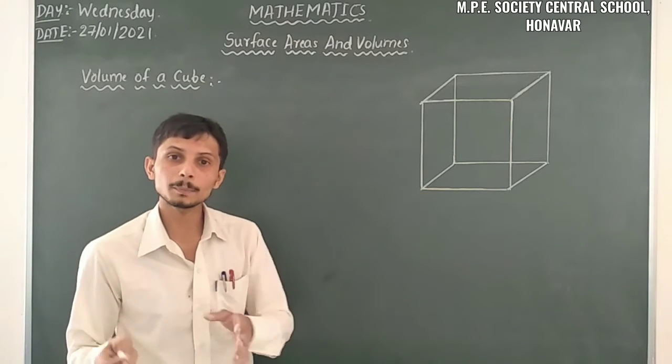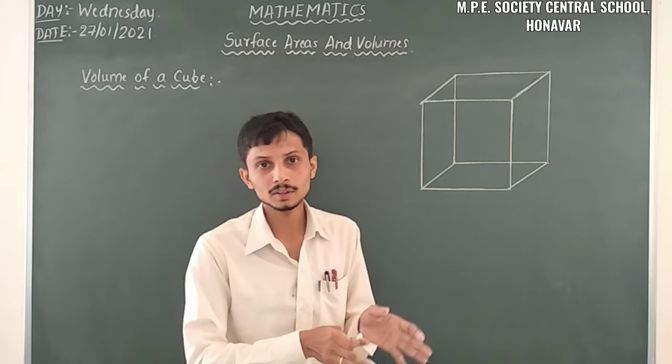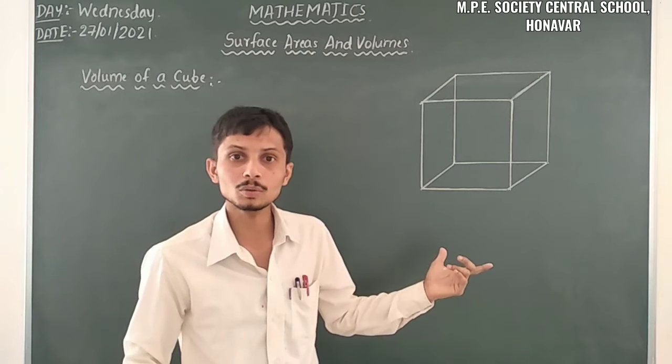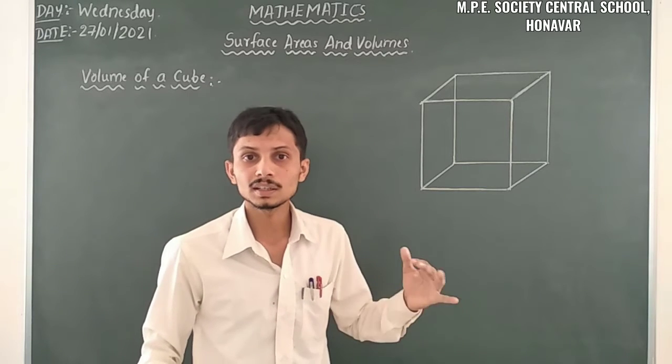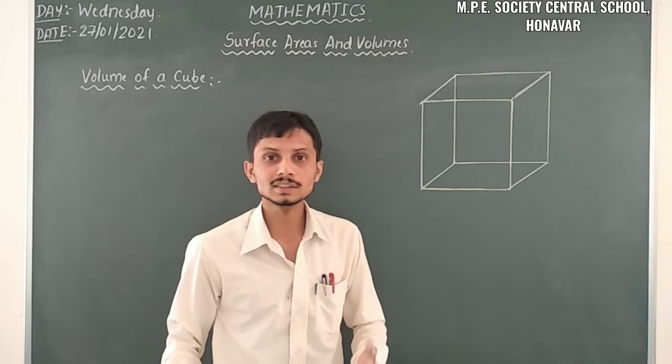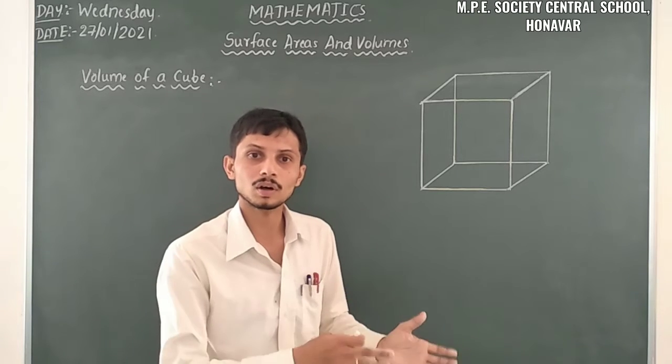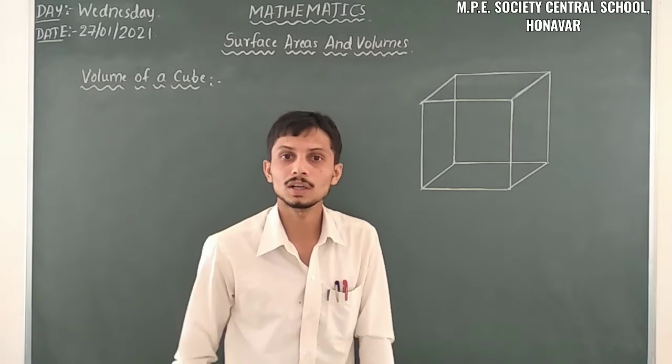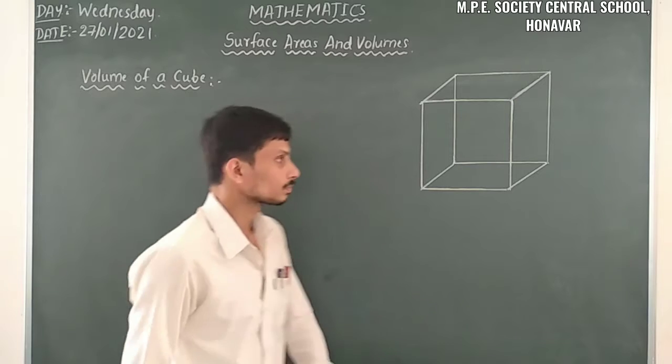That means with the help of the same formula, the volume of the cuboid, we can find the volume of the cube. That is, length is equal to breadth is equal to height is equal to A, then the volume of the cuboid is converted into the volume of the cube.